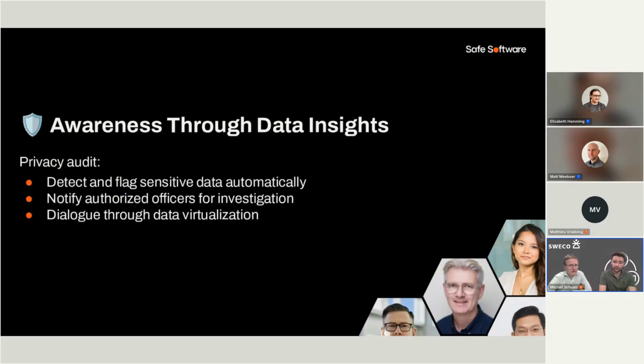Then we have the privacy audit, and for this we use AI. Using AI, we can detect and flag sensitive data automatically, and AI is very good at this. When we detect something, for example, sensitive data in a service, and maybe the service is also shared publicly, we will inform the right people automatically. We can inform, for example, our privacy officer in the Netherlands, and they have the permissions to investigate this issue and, if needed, take down the service.